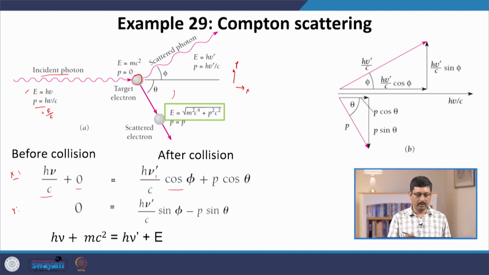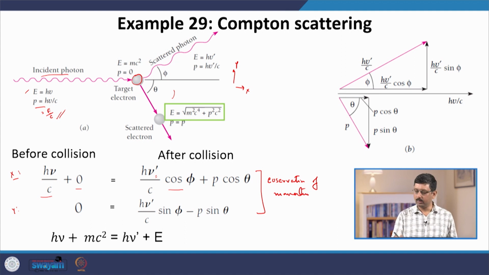Similarly, before collision neither the photon nor the electron has any momentum in the y direction, so the net momentum is 0. After collision, the y component of the momentum of the photon is h nu prime by c times sin phi, minus p sin theta. They must cancel each other, and this represents the conservation of momentum. This is also explained vectorially in this picture.